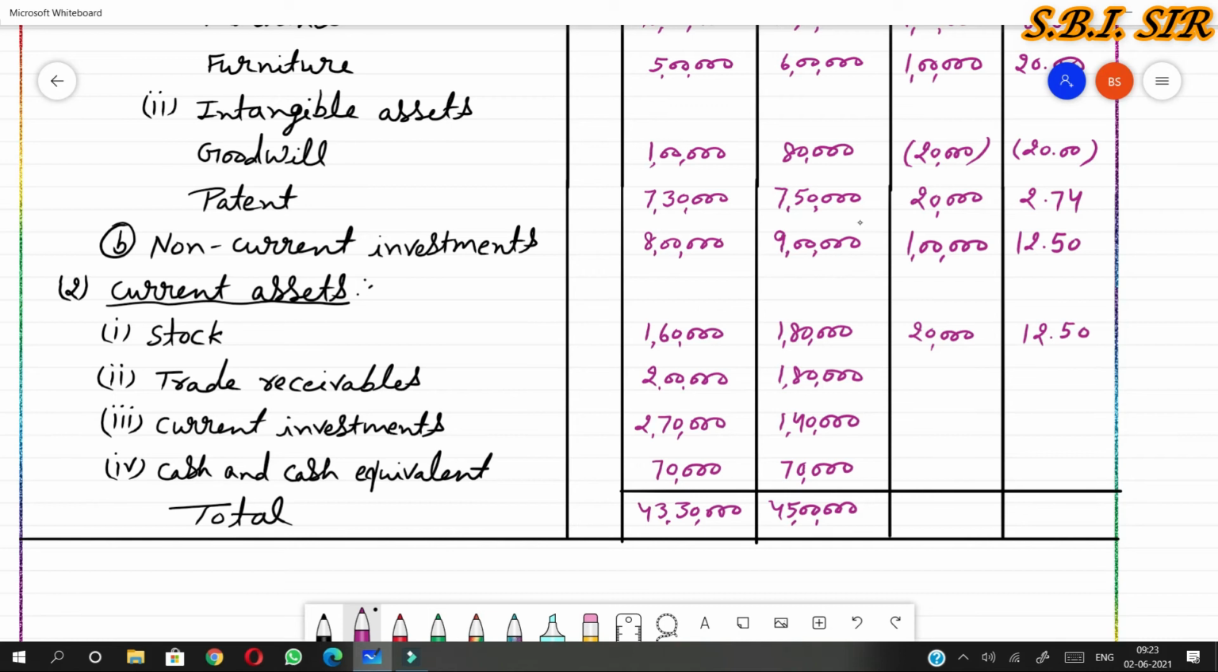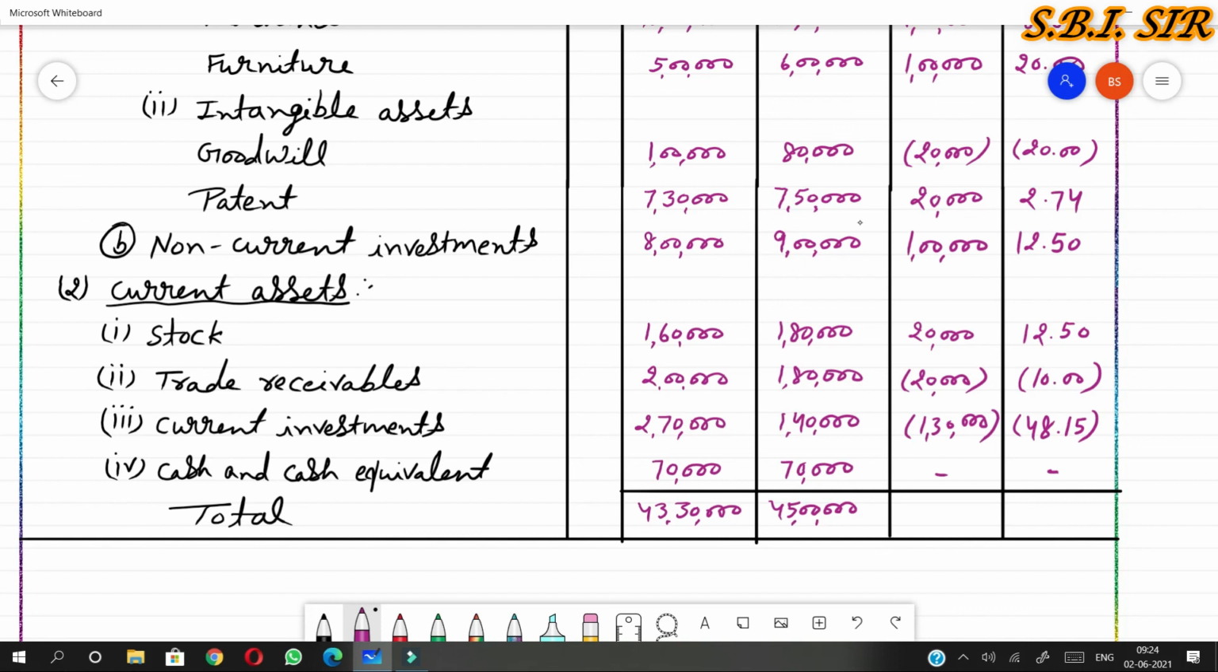Then in trade receivables there is decrease. 1,80,000 minus 2 lakh, we will get minus 20,000. 20,000 divided by 2 lakh multiply by 100, we will get 10% in minus. Then in current investments, there is a decrease. 1,40,000 minus 2,70,000, we will get minus 1,30,000. 1,30,000 divided by 2,70,000 multiply by 100, we will get 48.15%. Then in cash and cash equivalent, there is no change, means dash.